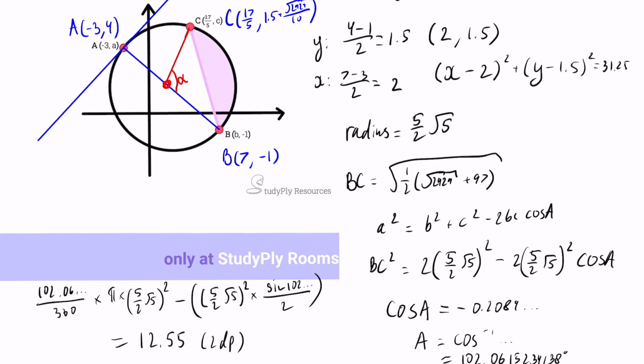So the final answer, the area of the segment BC, so this segment here, is 12.55 arbitrary units squared to 2 decimal places. And that's it. This is how you solve this challenging circle question.